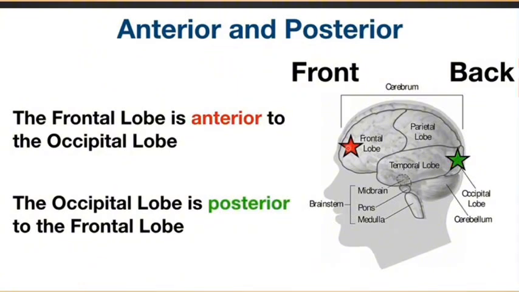This is the face. So you can see that this lobe is closer to the face, and the face is the front part of the body. And so we say the frontal lobe is anterior to the occipital lobe. You can see that this is towards the back. So we say the occipital lobe is posterior to the frontal lobe. As simple as that.